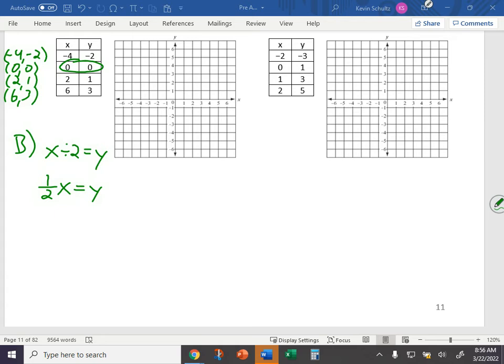Either way. Okay? Good. Let's look at the last one. Let's look at the rule for the last one here.